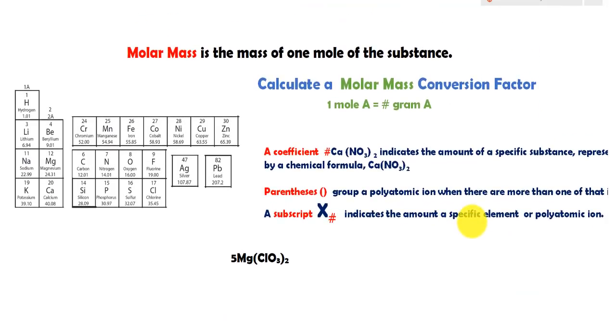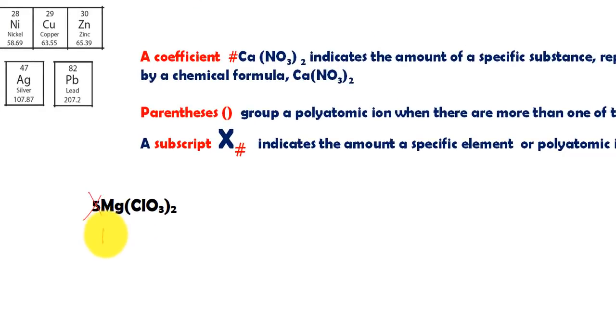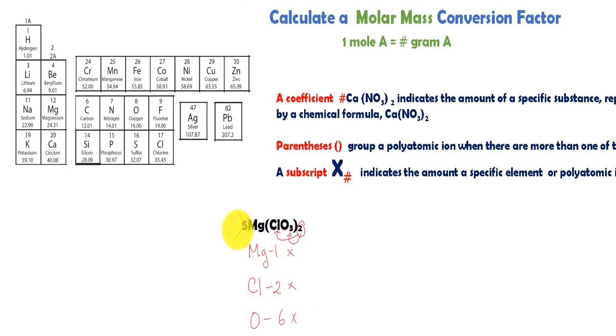Let's try another one. Again, we can ignore the coefficient. In this case, Mg is just 1. Then Cl, because of that 2 right there, we have 2 Cl. But what about the O? The oxygen, 2 of 3, gives us 6 oxygen. Now let's go find the total mass for each element. Mg, 24.31. Chlorine, 35.45. Oxygen, 16.0.